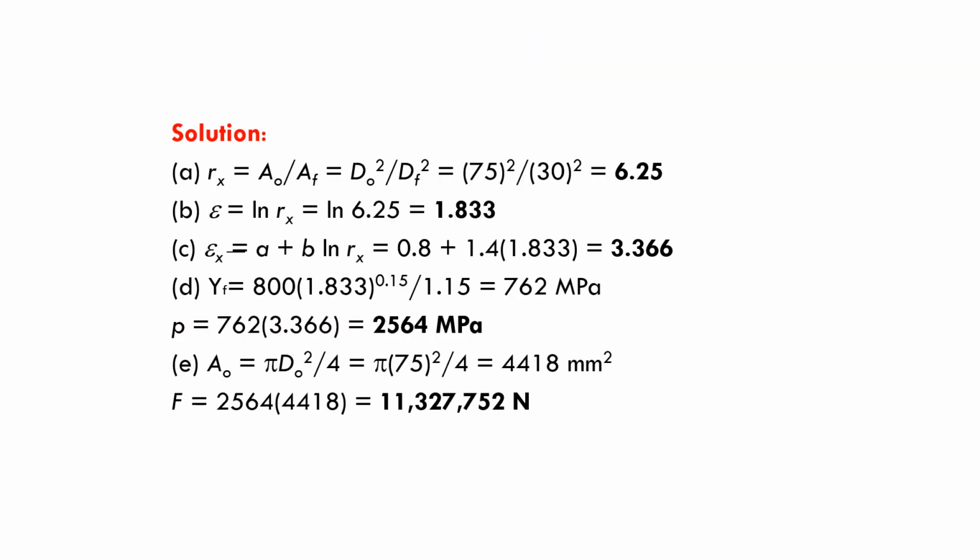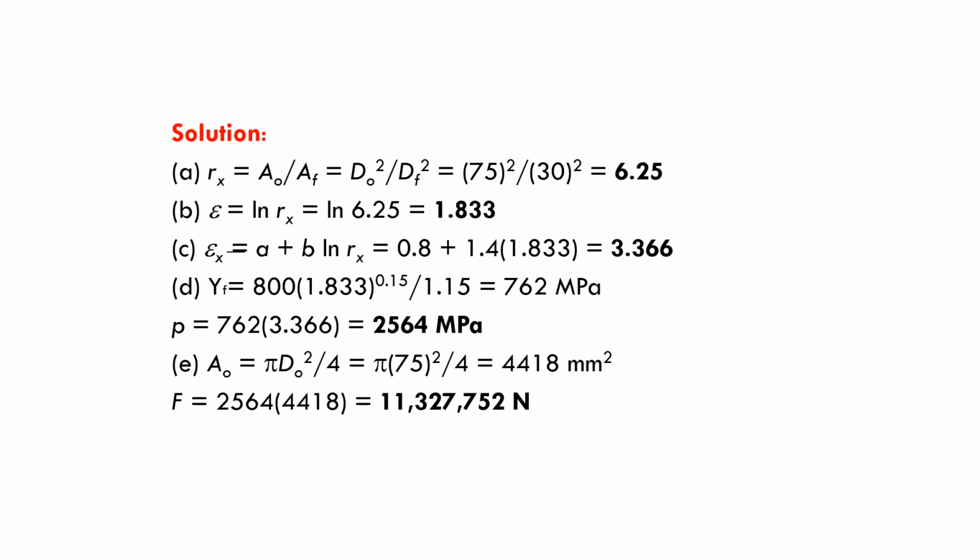Okay, so you have 5 questions to solve. For A, you have to calculate the reduction: Rx equal to A naught over Af. Quite simple, you can simplify the equation. It becomes D naught squared over Df squared, so you will get the value 6.25. Then you have to calculate the homogeneous true strain: epsilon equal to ln Rx equal to ln 6.25, so you'll get 1.833.